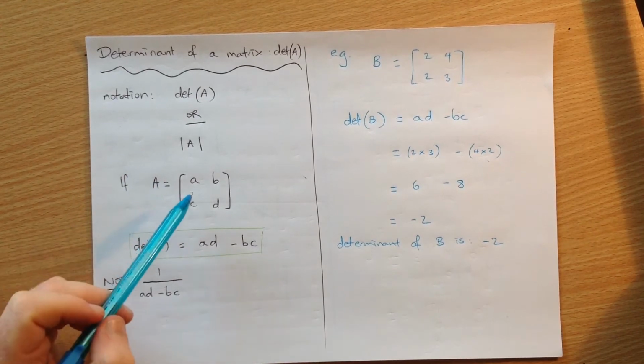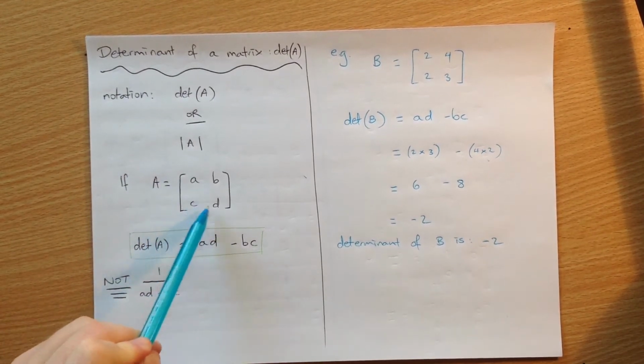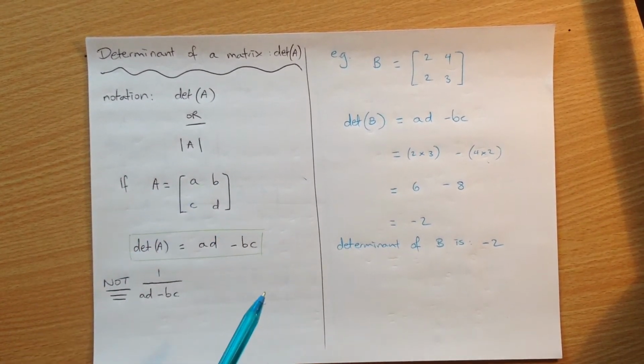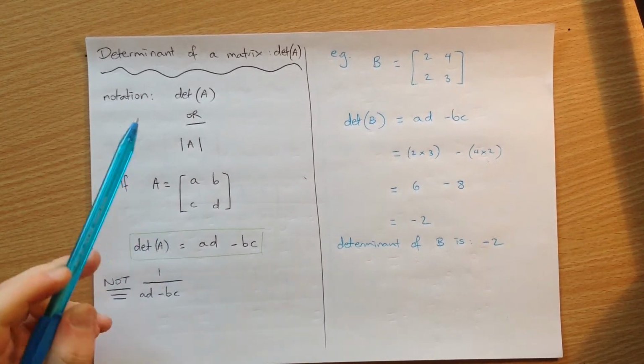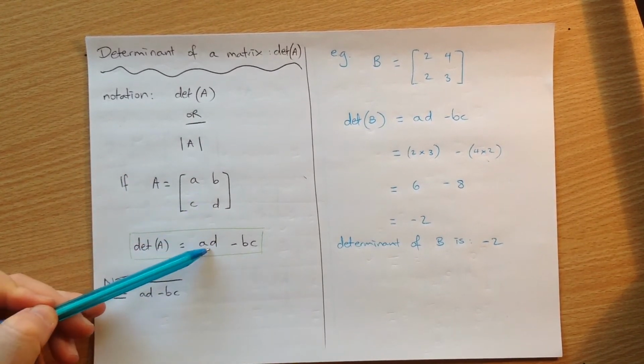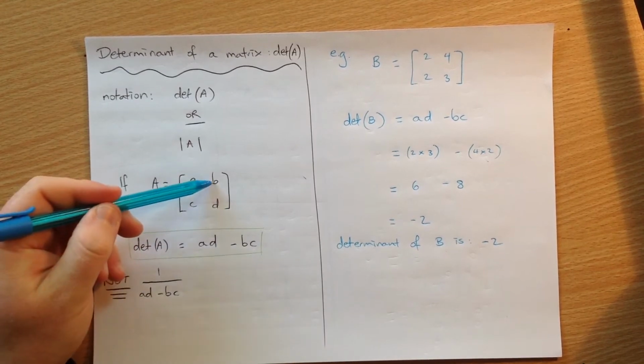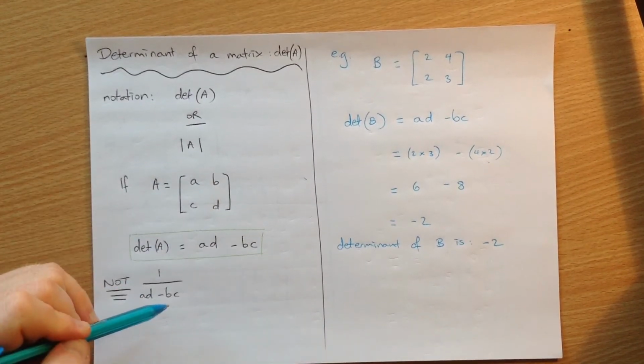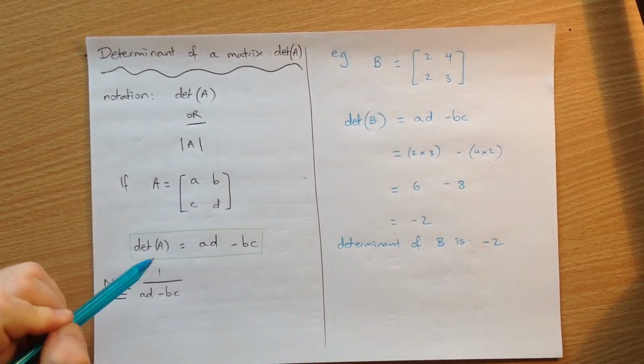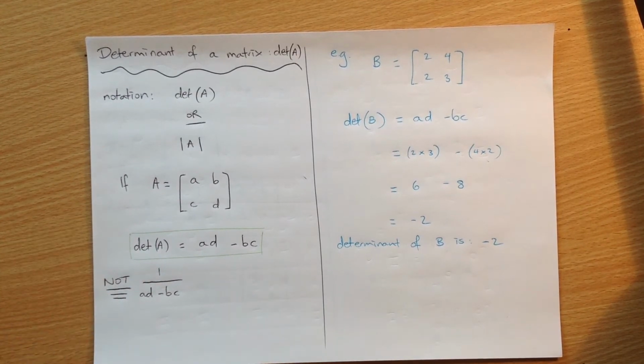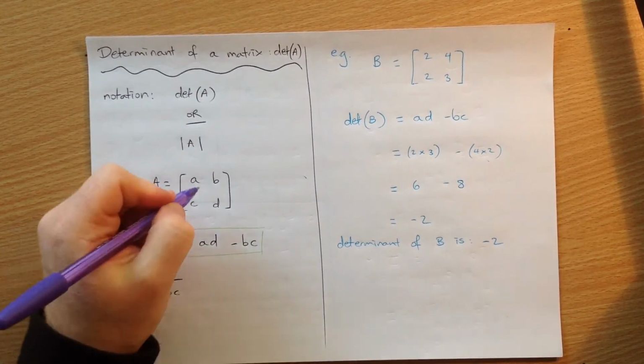So, for instance, if we label all the elements in this matrix A, B, C, and D, to find the determinant, we have to multiply these two, A times D, and then subtract the multiplication of these two, B times C. So AD minus B times C. I might just do that in purple for us.